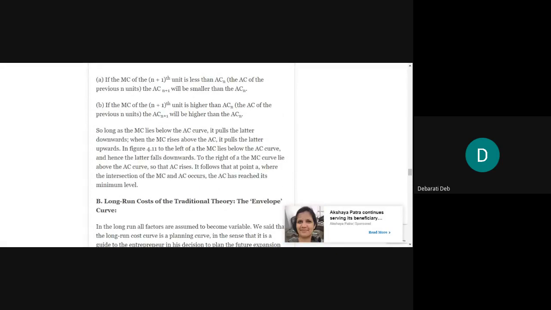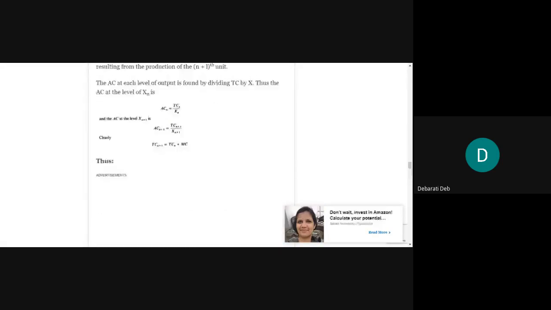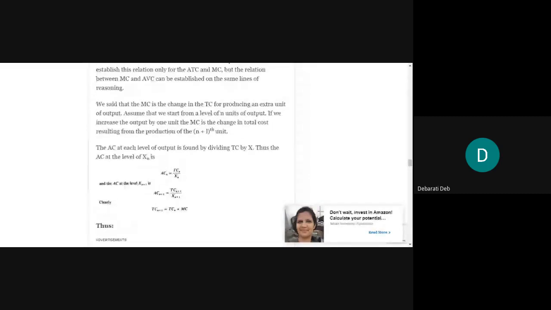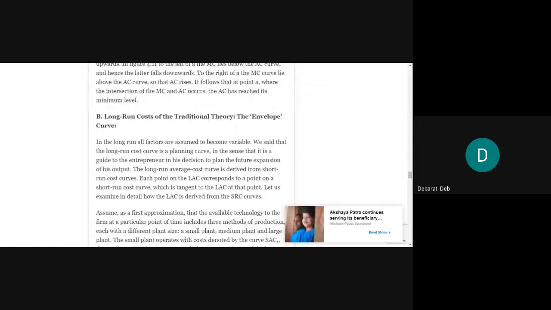All right, so let us start today's discussion. We have covered short run costs in the traditional theory, and today we'll start the long run costs of the traditional theory. The long run cost curve is together called the envelope curve, and we will see how this envelope curve is obtained.